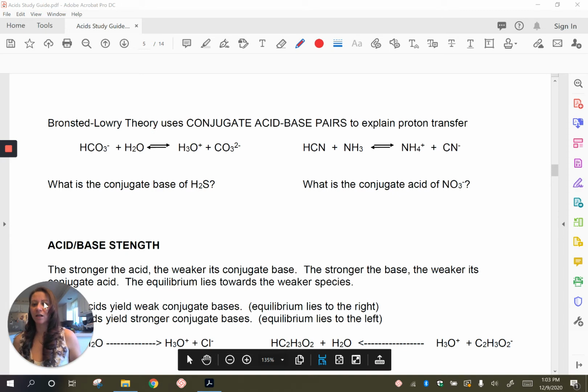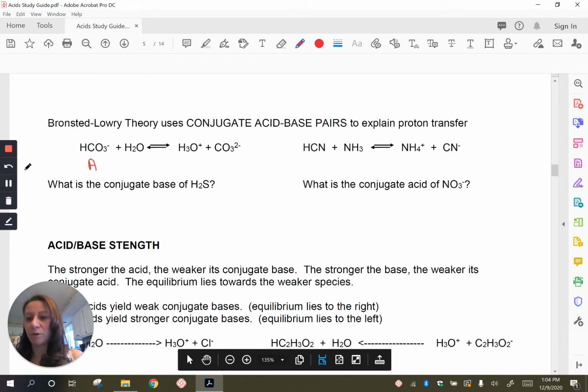So let's look at this example right here. We have HCO3 minus reacting with H2O to form H3O plus and CO3 minus. In this case, the bicarbonate ion is behaving as an acid. And the reason I know that is because it gave away a proton. So the HCO3 minus gave away an H plus, so what's left is a CO3 minus. So HCO3 minus, that's your acid. When it gives away its proton, we call this the conjugate base.